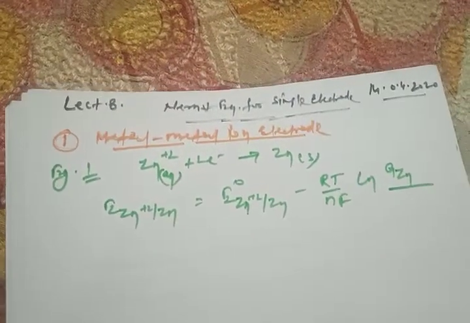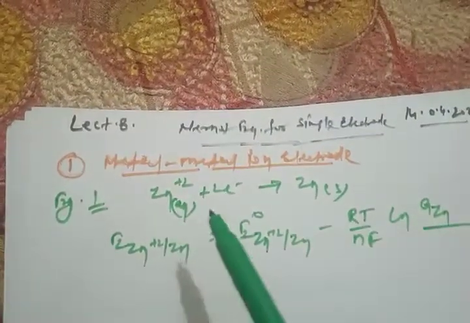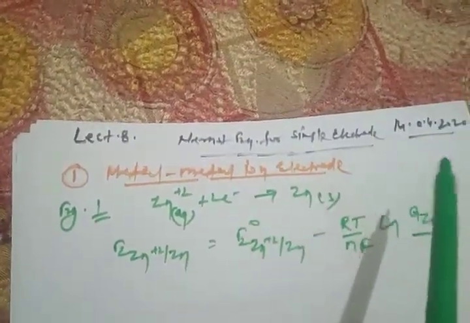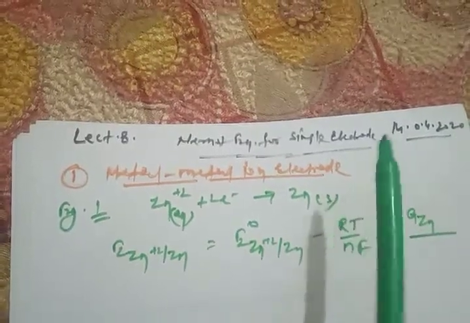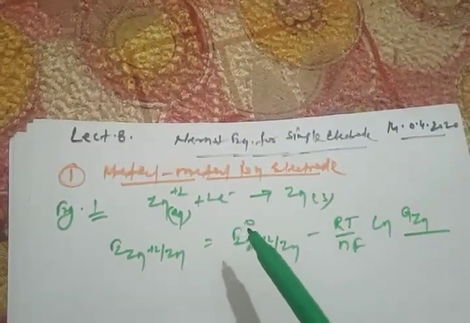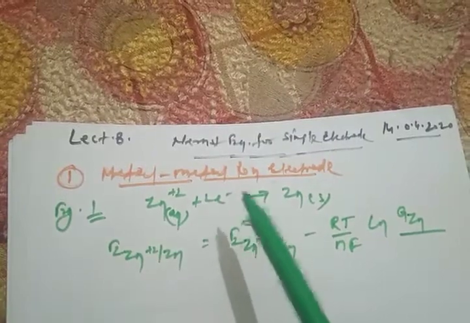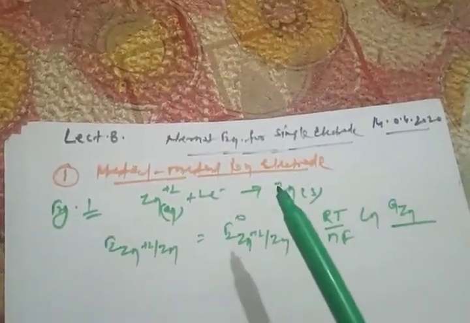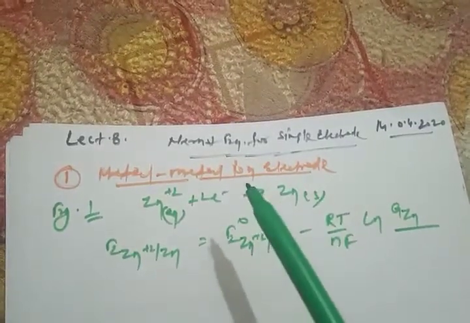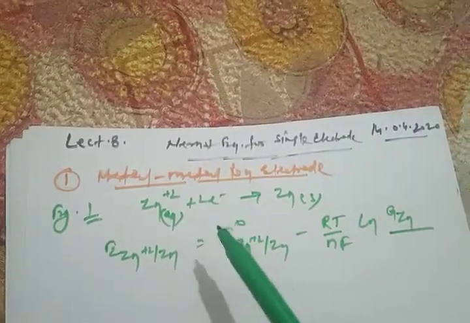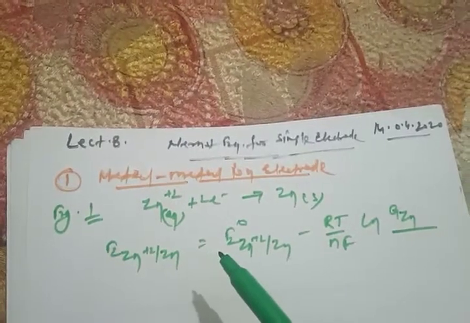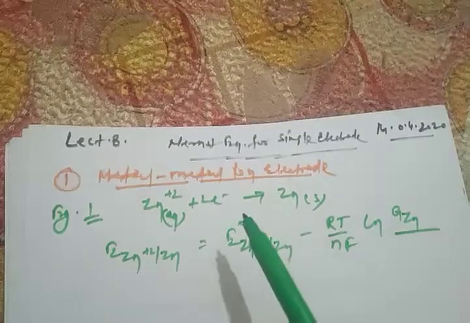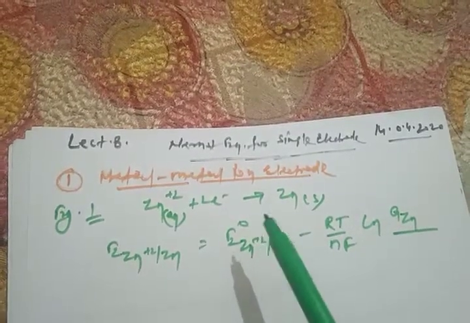Good morning, class. In lecture number 8, we are going to discuss the Nernst equation for a single electrode. As we had already discussed different types of electrodes, like the metal ion electrode, calomel electrode, hydrogen electrode, and redox electrode. And in our previous lecture, we had discussed the common Nernst equation in order to find out the EMF. So here we will deal with the Nernst equation for different electrodes.